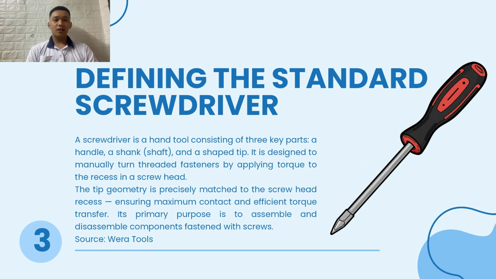Let us begin with the standard screwdriver. It is a hand tool composed of three key parts: a handle, a shank, and a shaped tip, designed to manually turn threaded fasteners by applying torque. The tip's geometry is precisely matched to the screw head to ensure maximum contact and efficient torque transfer. Its primary purpose is to assemble and disassemble components fastened with screws.